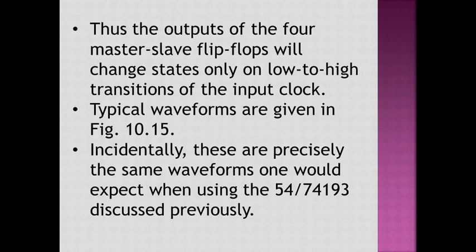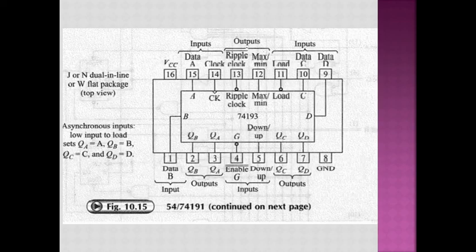Incidentally, these are precisely the same waveforms one would expect when using the 74193 discussed previously. This is the IC 74191. The 54 series stands for military operation and 74 stands for commercial applications. The temperature range is different, otherwise everything is mostly the same.